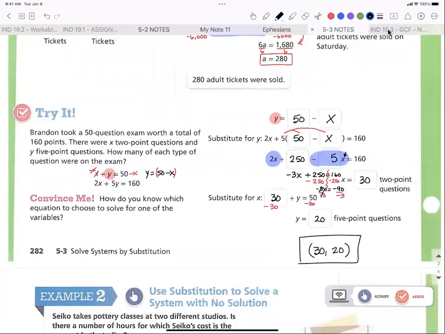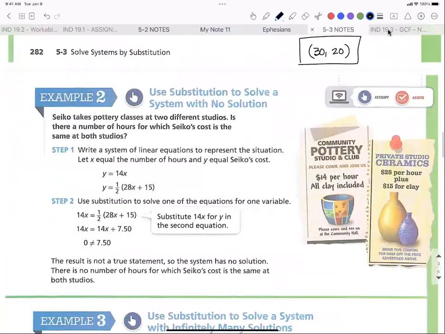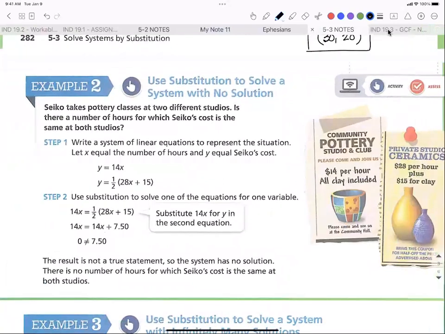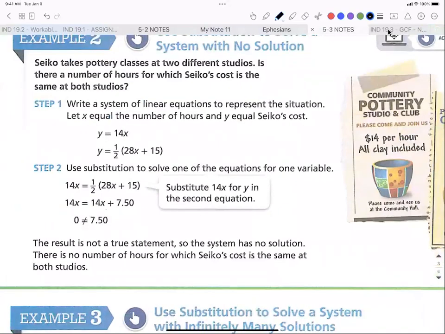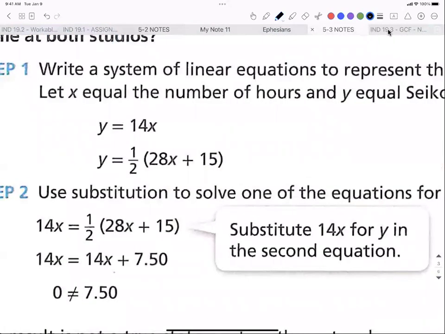Okay, let's go down to example number 2. Notice this actually is very nice because we can avoid step 1. Because step 1 is get one of the equations solved for a single variable. Well, is that first equation already y equals? That y is already by itself. So we don't even have to do anything to this equation to make it the clue. It's already y equals 14x.